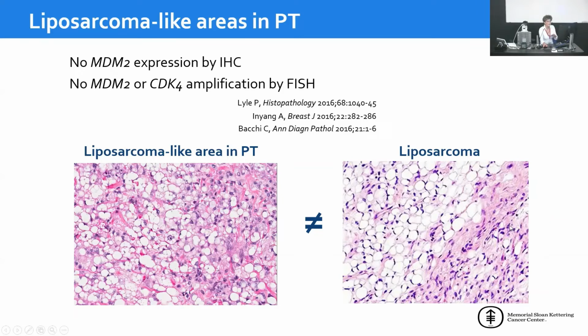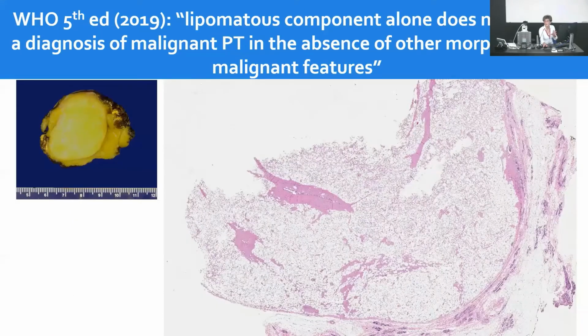So if liposarcomatous change is the only heterologous element that you find in a Phyllodes tumor, that's no longer enough to call it a malignant Phyllodes tumor. And this is the statement by the WHO: a lipomatous component alone does not warrant diagnosis of malignant Phyllodes in the absence of other morphologically malignant features.